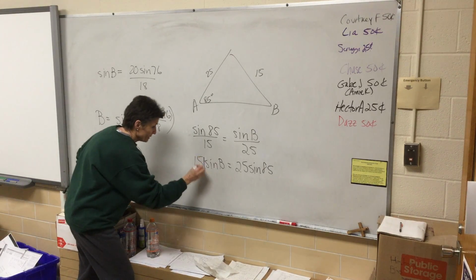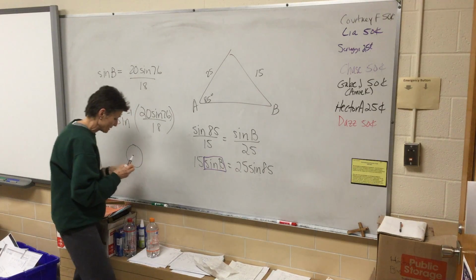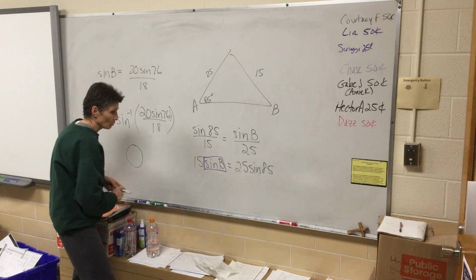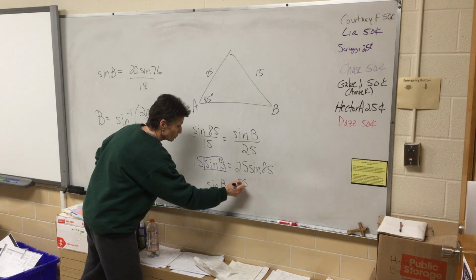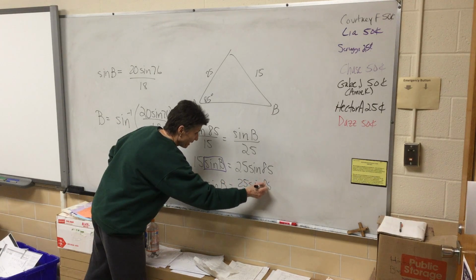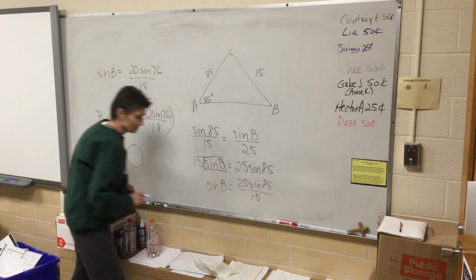This is unbreakable. It's a unit. So we'll divide by 15. So sine B equals 25 sine 85 over 15.